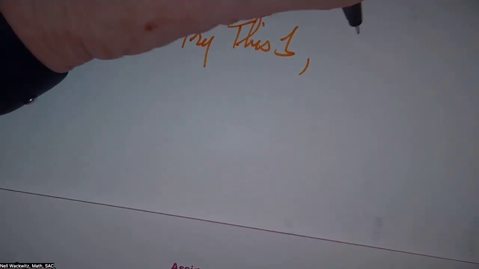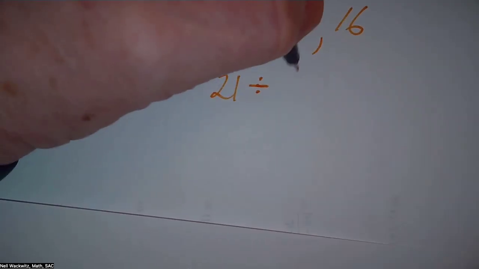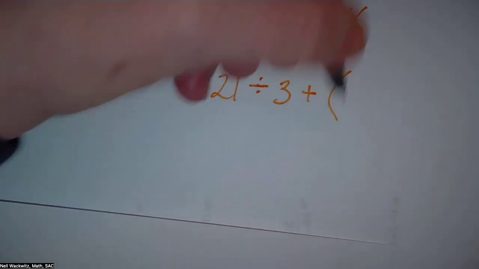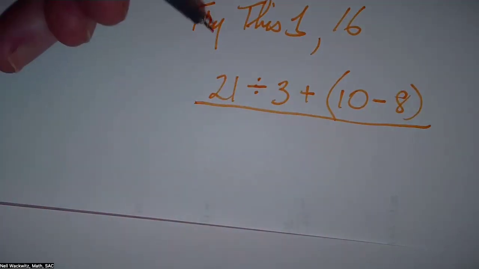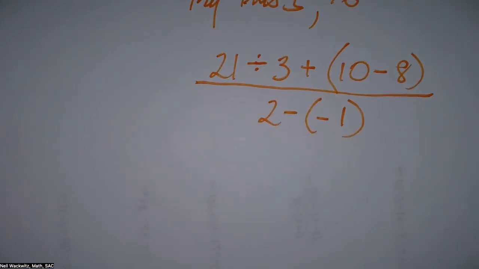Oops, wrong way. And it's also question 16. We've got 21 divided by 3 plus 10 minus 8 over 2 minus negative 1.